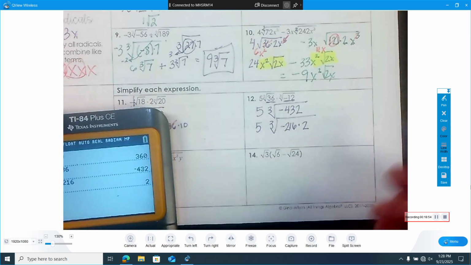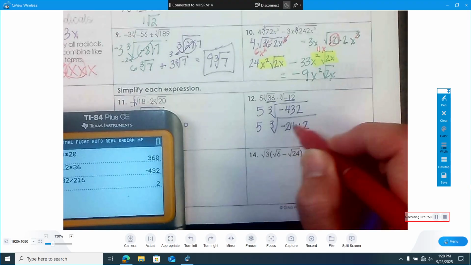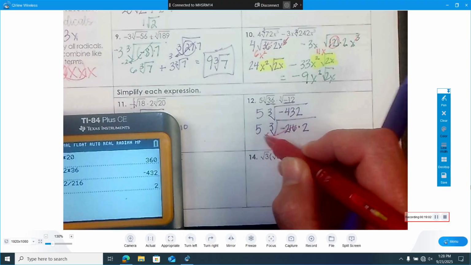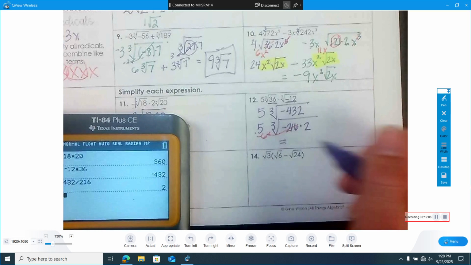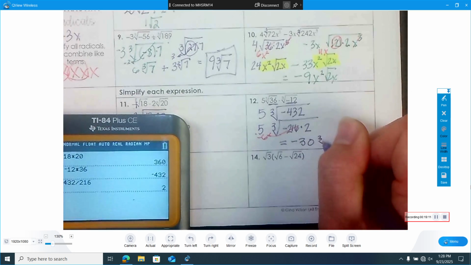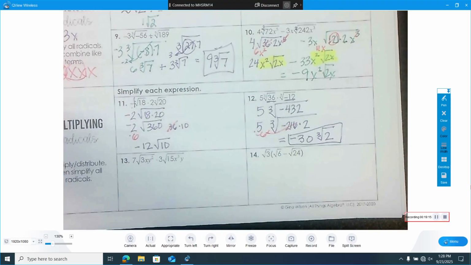What is the cube root of negative 216? Negative 6? 1, 2, 3, 4, 5, 6. Yeah, okay. So that comes out as a negative 6, and they multiply together to give me negative 30 times the cube root of 2. Beautiful. Okay.